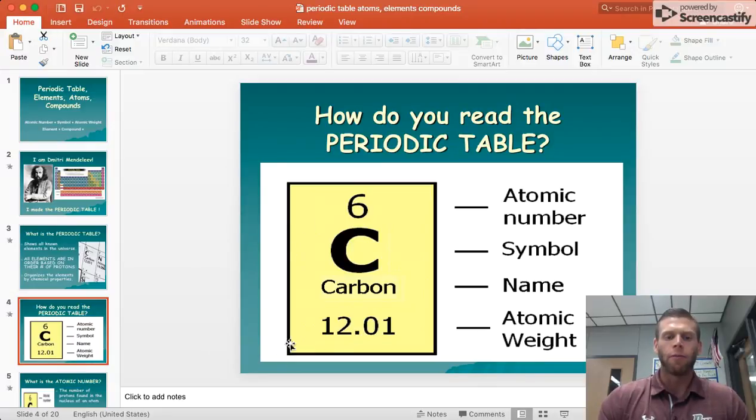All right, so how do you read the periodic table? This is an element square on the periodic table. The top number is the atomic number, that's 6, and that is the number of protons, which is how the periodic table is arranged. You have the chemical symbol, which is the capital C that you see there, the name, carbon, underneath it, self-explanatory, and then the atomic weight, which is how much mass it has, and that is at the bottom, and that's 12.01.